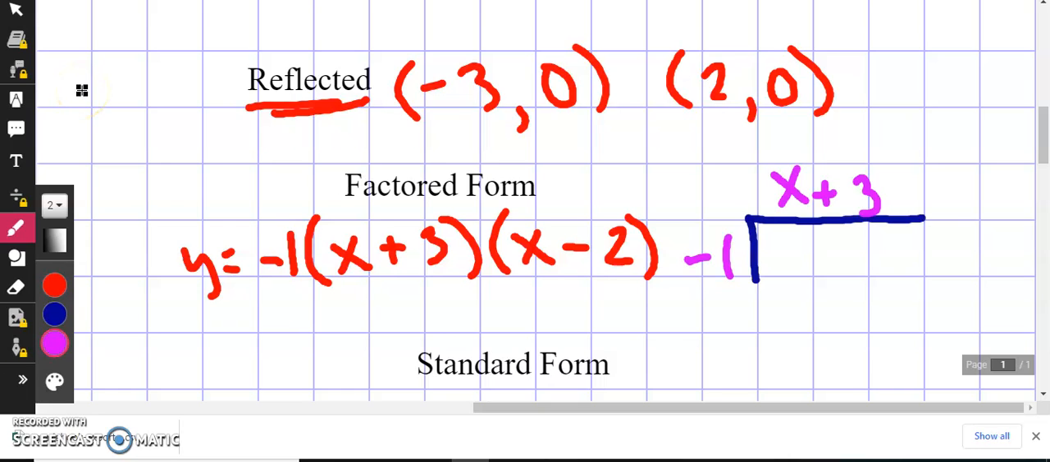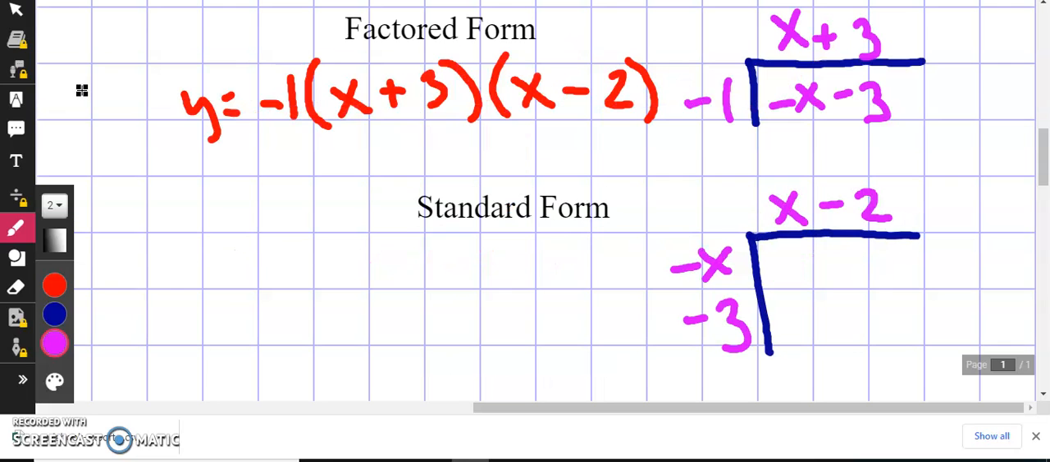So I'm going to start with the -1 and the x plus 3. So just distribute that to what's in the parentheses. So -1 times x gives me -x. And then -1 times 3 gives me -3. So then what I'm going to do is take the -x minus 3 and multiply it with the second parentheses, which is x minus 2.